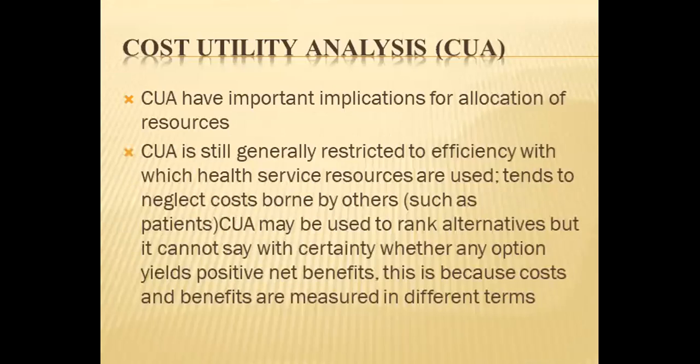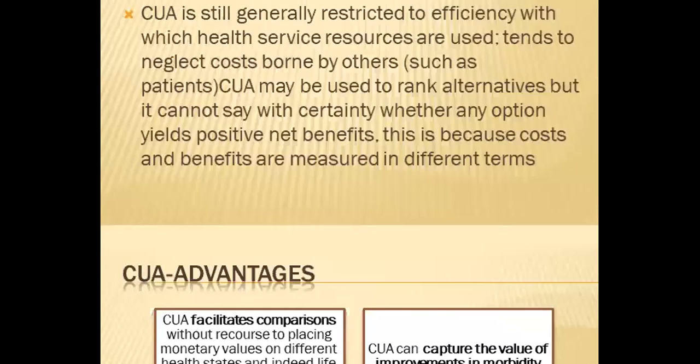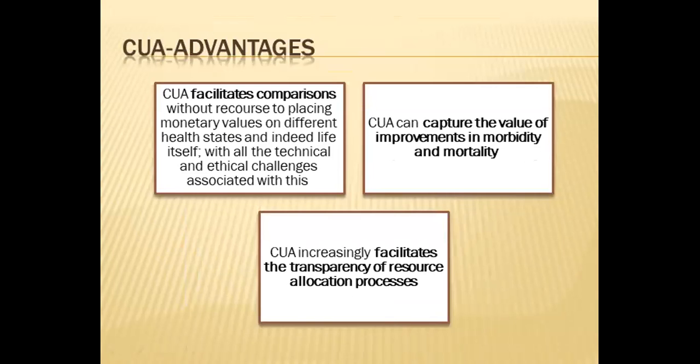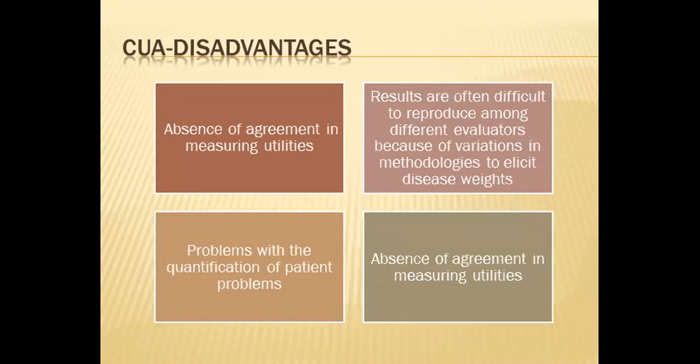Cost utility analysis has important implications for allocation of resources. It is generally restricted to the efficiency with which health services resources are used. Its advantages: it facilitates comparison without recourse to placing monetary values on different health states, with all the technical and ethical challenges associated. It can capture the value of improvement in morbidity and mortality. It facilitates the transparency of resource allocation processes.